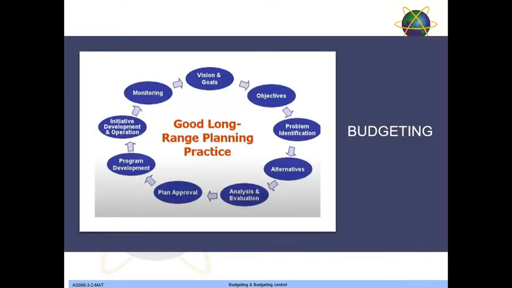The long-range plan should cover a period of at least 3 years up to 5 years on a quarterly basis, and also can be on an annual basis. So from here we can see the projected budgeting process. From the vision and goal, we go to objective, then problem identification, alternatives, analysis, plan approval, and then finally monitoring.